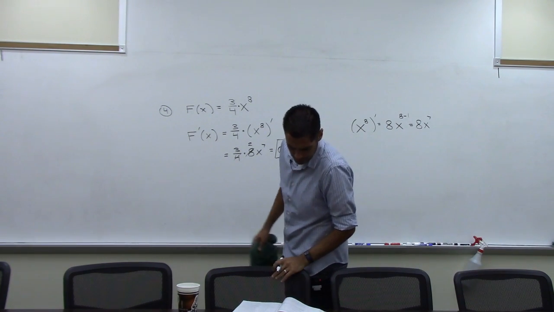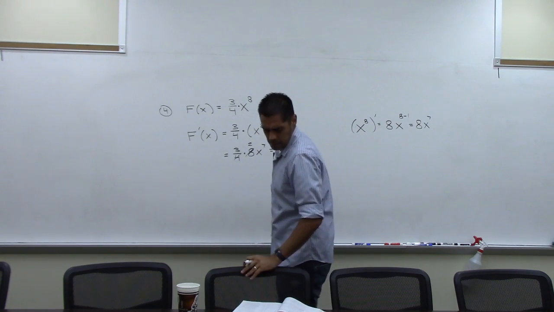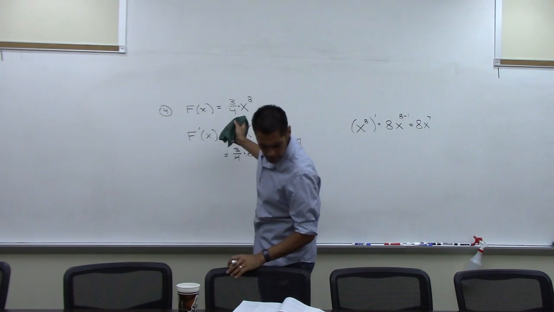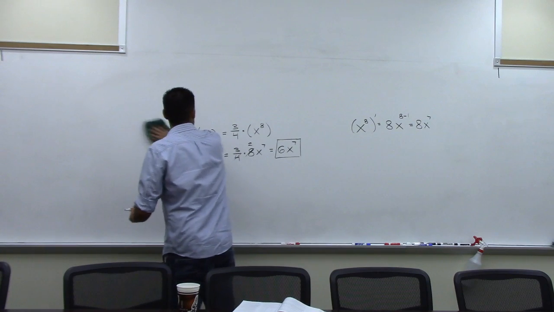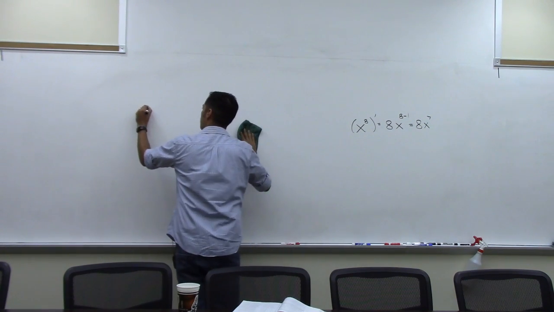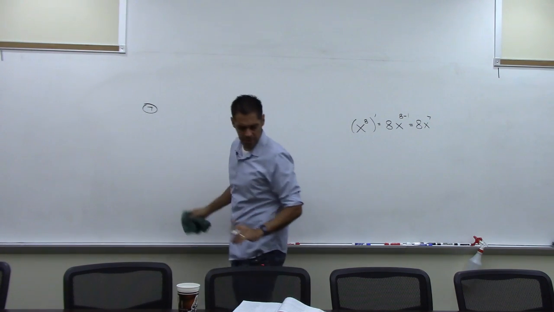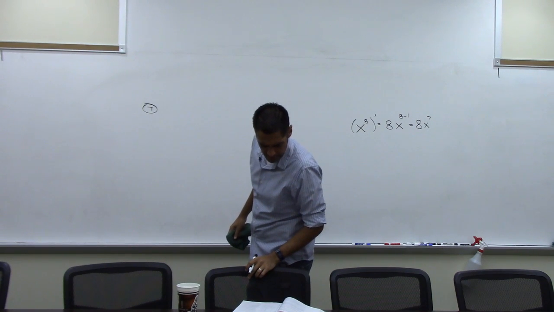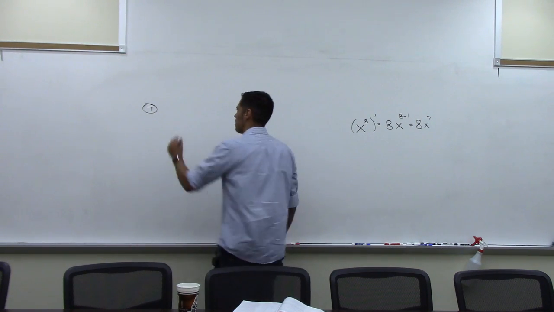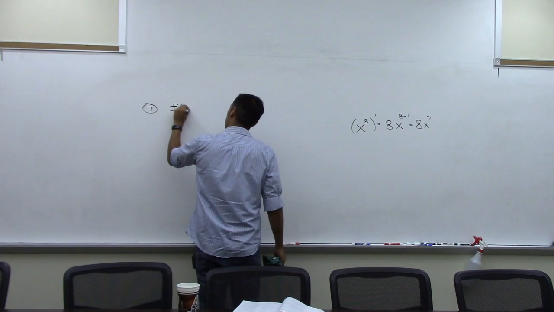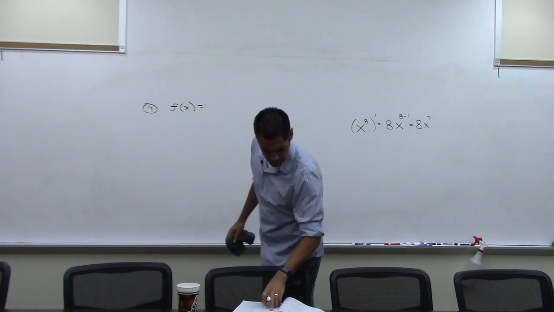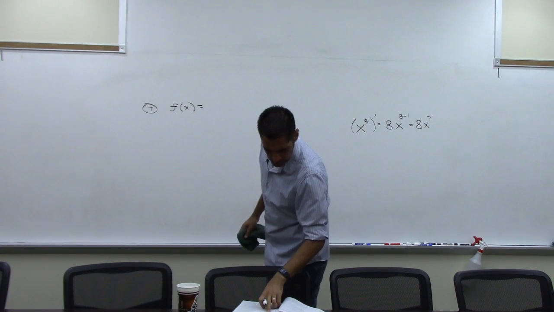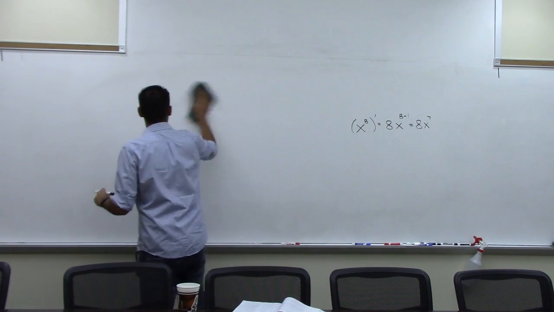Number 7. Wait a minute, hold on. Yeah, number 7 is f of x is 3x squared minus 2 cosine x. Wait a minute, am I doing the right one? Oops, sorry, I knew I was missing something. What about 6?